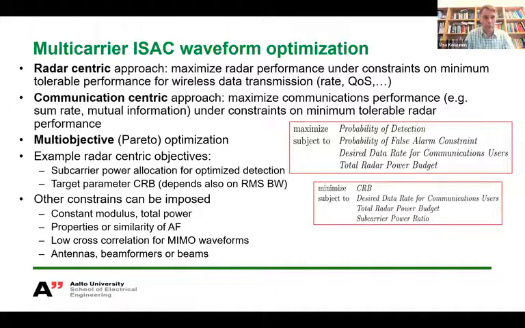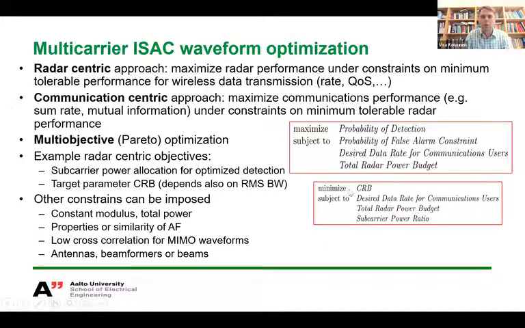And then, of course, there's an option to do multi-objective or Pareto optimization, where you have both radar and communications in the same objective function, and then you find some kind of Pareto optimal solution for the problem. On the right is just a prototype of these waveform optimization problems. For example, in the radar-centric case, you could maximize the probability of detection under a constraint on the false alarm rate. That would be a classical Neyman-Pearson detector. And then you would have a constraint on the desired data rate for the communication users and some kind of power budget, that is, how much total power you can use.